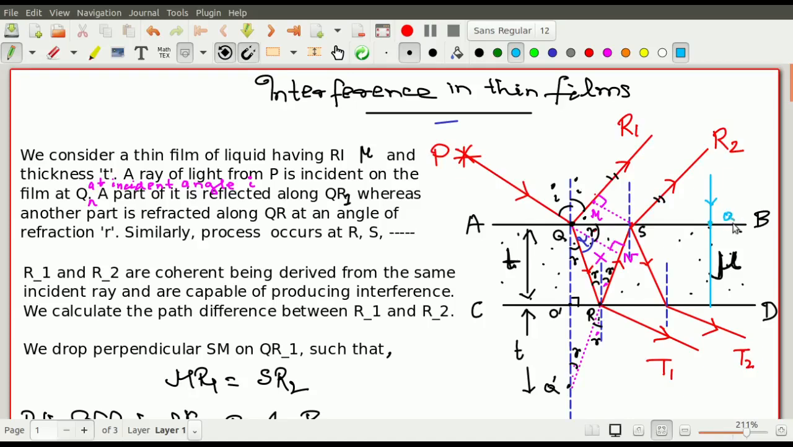Suppose this point is Q. Then what will happen? One part will be reflected, which I denote by the red line, reflected at 0 degree angle, and another part will be transmitted. After transmission it will hit here, and again it will be reflected this way. And at this point, after reflection there will again be transmission.